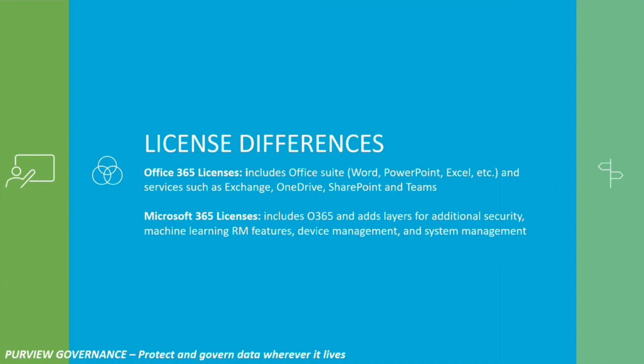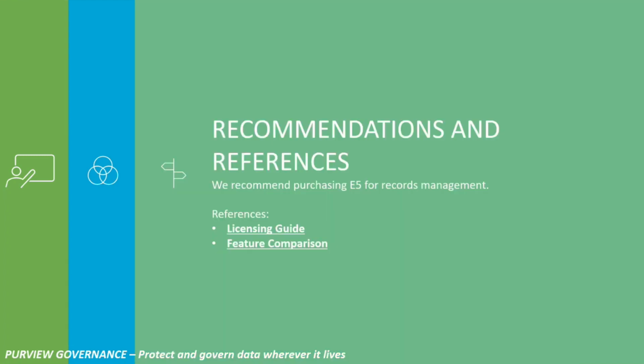So licensing differences. Here we just highlight the differences between an Office 365 license and an M365 license. The Office licenses include the Office suite and services such as Exchange, OneDrive, SharePoint, and Teams. An M365 license includes the O365 and then gives additional layers for security, machine learning, device management, and system management. So the best way to describe it is your M365 license is just like a more extensive version of an Office 365 license, layering different capabilities and features. And then recommendations and references. Here are some links that users are able to click for references in regards to licensing.